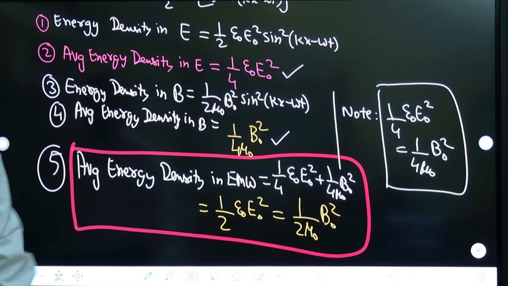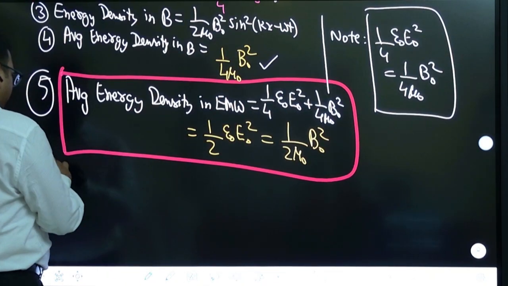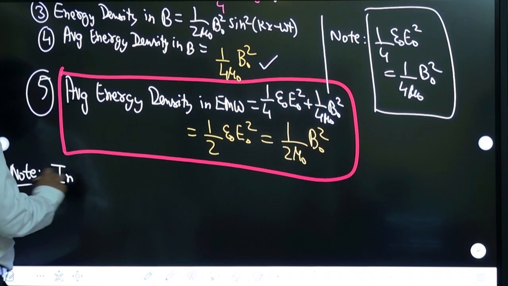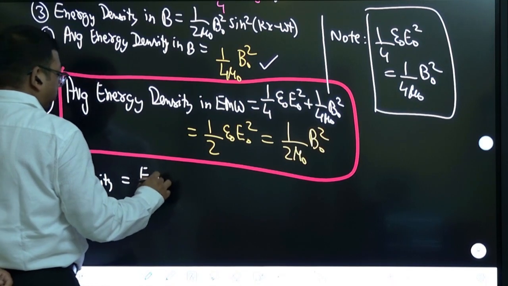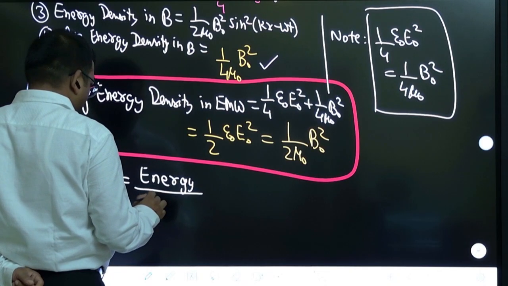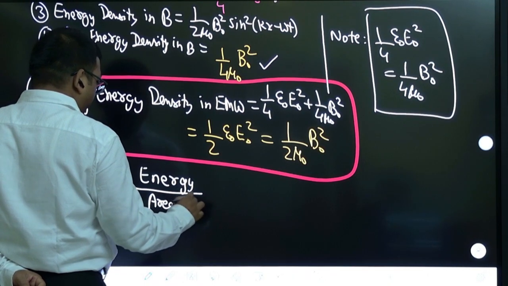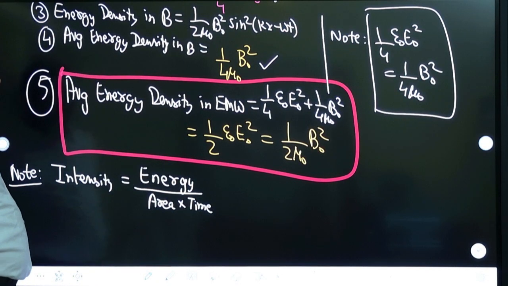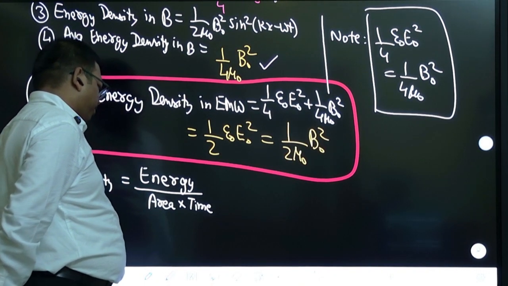And what is meant by intensity? Also note what is meant by intensity. I think you have an idea of intensity. Note that intensity is energy per unit area per unit time. Okay, intensity is energy by area by time.